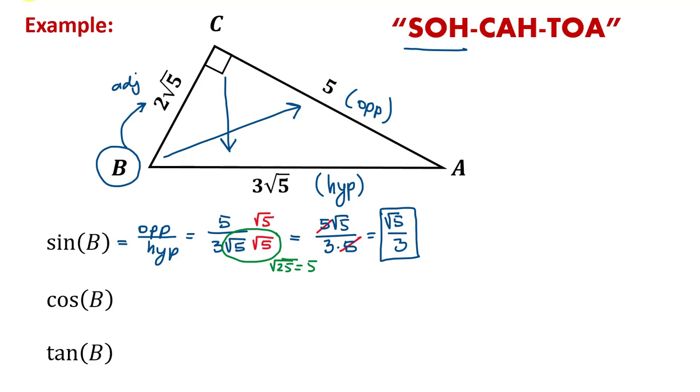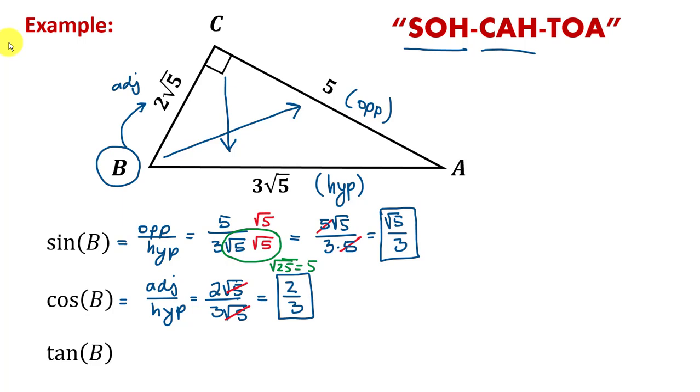Let's move on and find cosine. So I'm looking at my hint here, CA, C for cosine, A for adjacent side, H for hypotenuse. So it's adjacent to hypotenuse. Okay, so adjacent side is 2 square root of 5 and hypotenuse is 3 square root of 5. And I can see that in this fraction, square root of 5 can be divided out. So the final answer is 2 over 3, 2/3. That's the cosine value of angle B.